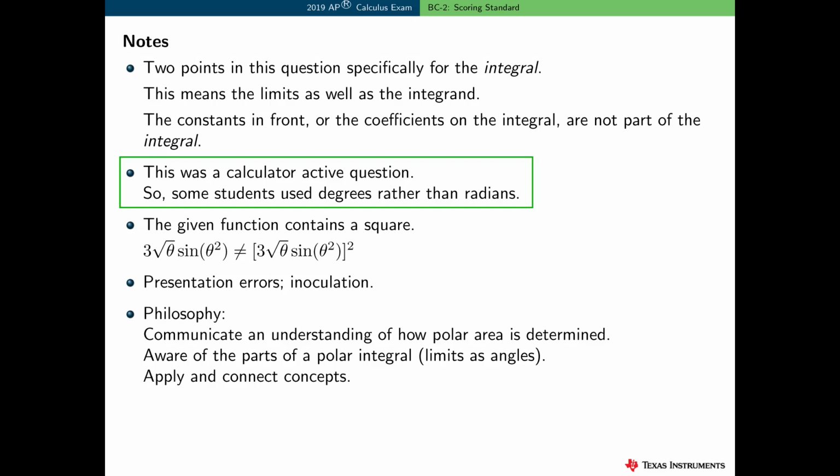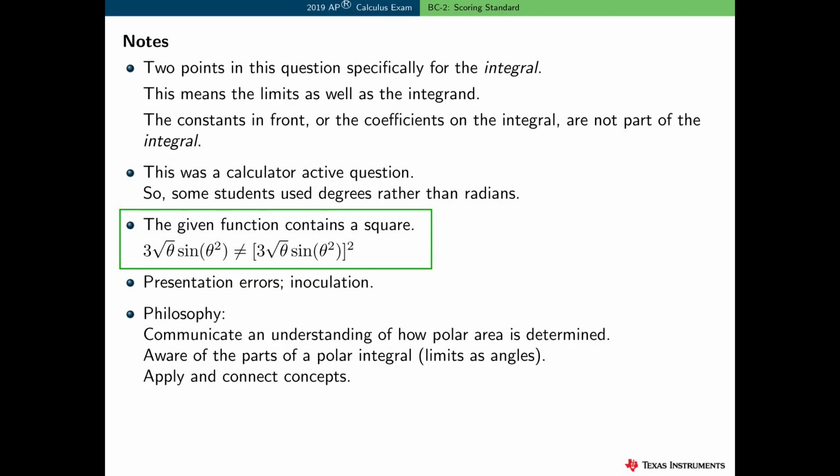Remember, this was a calculator active question, so unfortunately some students had their calculator set in degree mode, and we had a very fair way to recognize this error and award points appropriately. The given function contains a square, and unfortunately there were some errors that involved a square. These two functions are not the same, and this was a common error.